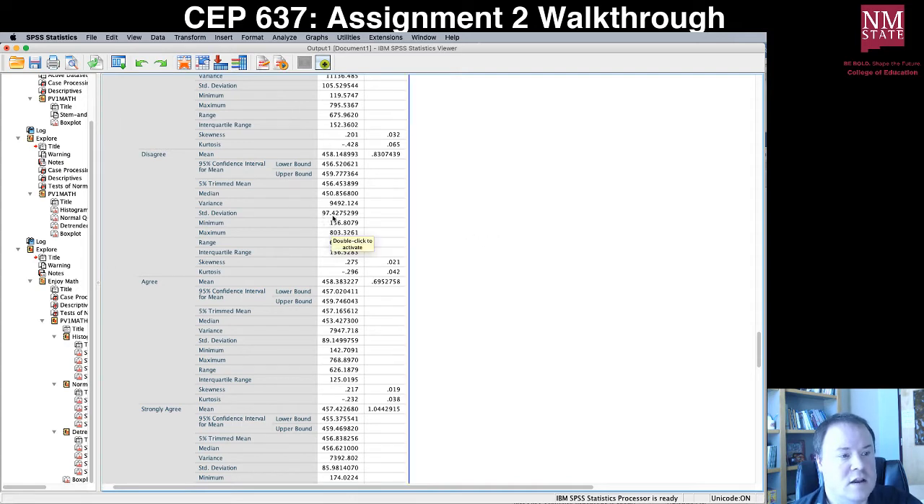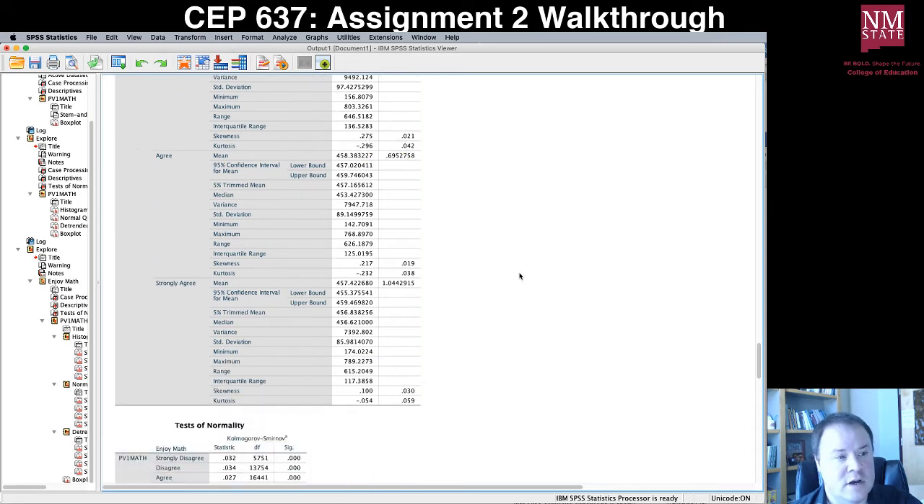Standard deviation of 97, that is more similar to the overall standard deviation of around 95. Minimum 156, max of 803. Skewness and kurtosis values similarly look fine.